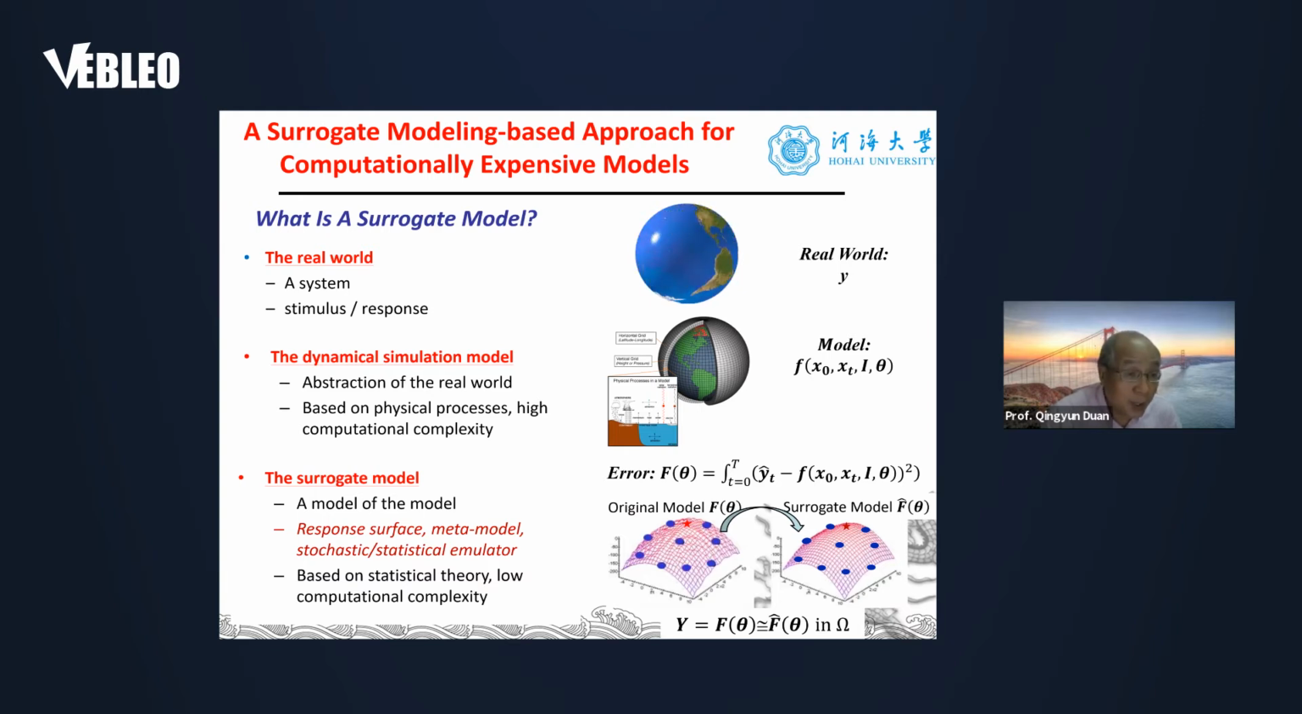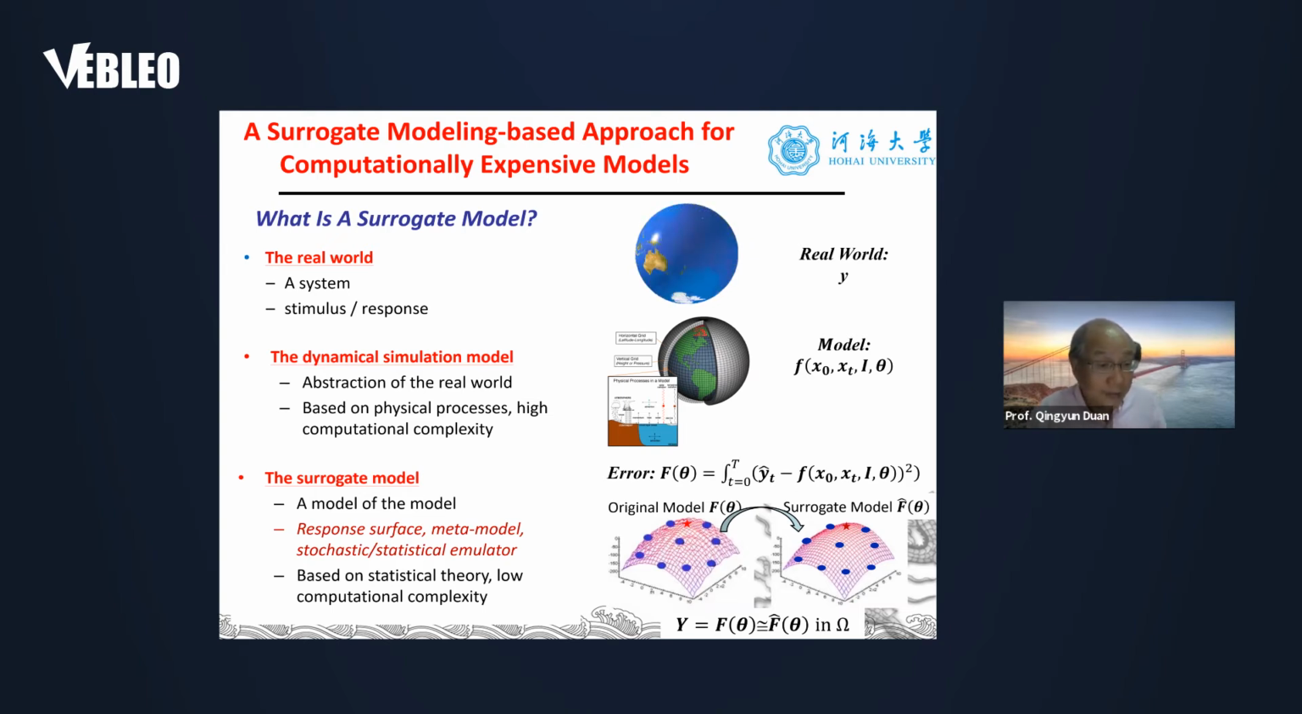And what is a surrogate model? Suppose right now, here is the real world. There are a lot of physical processes going on in this real world. So we can use a dynamic model to represent this real world. We can use all those grids, mesh points. At each of these mesh points, you have differential equations that describe the physical processes, and then you solve these equations numerically.